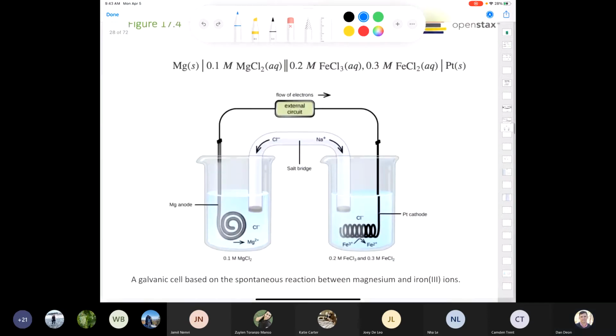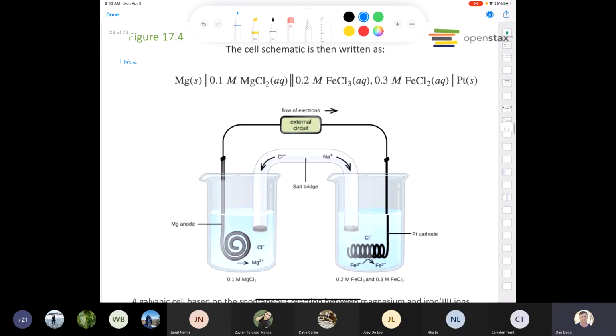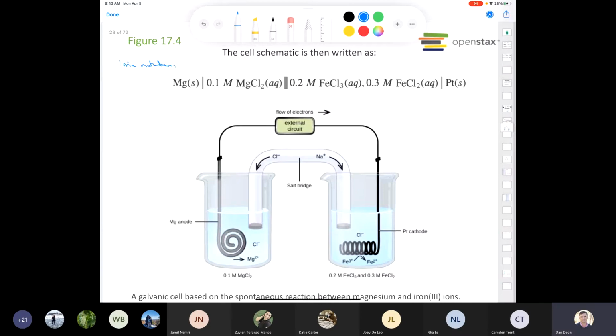Again, how would you write out a line diagram, or how would you represent the line notation? So this is the line notation for this electrochemical cell. It's going to be a little different, isn't it? Some things are the same, right? Over here we have our anode on this side, okay? Over here we have our cathode.